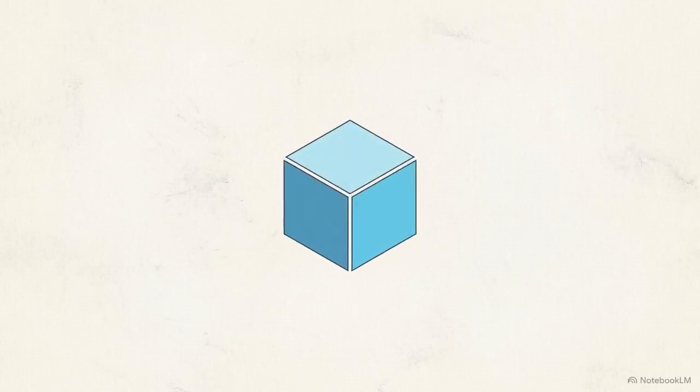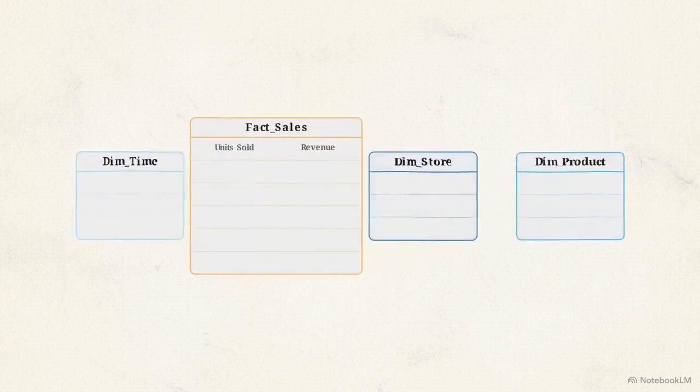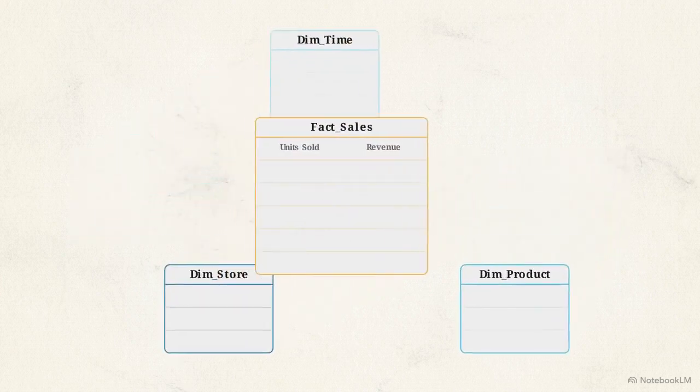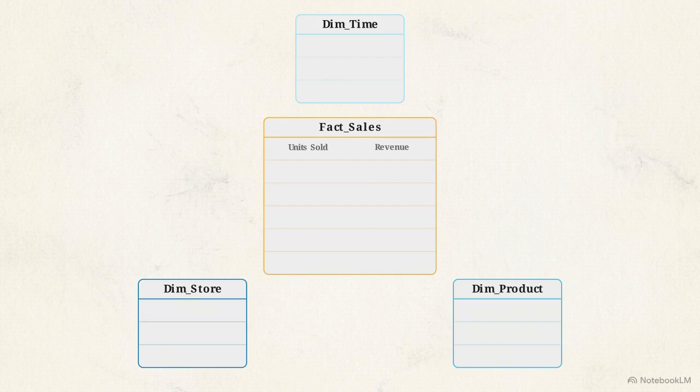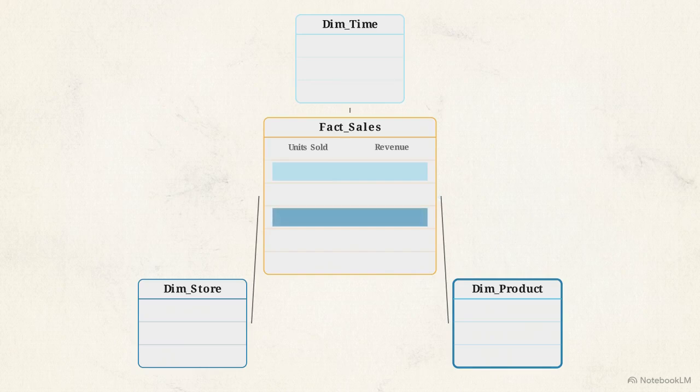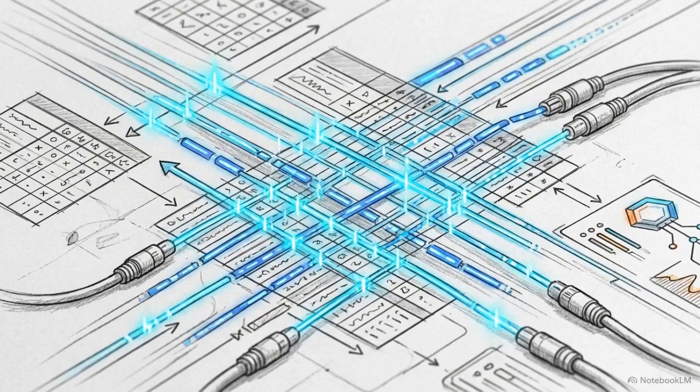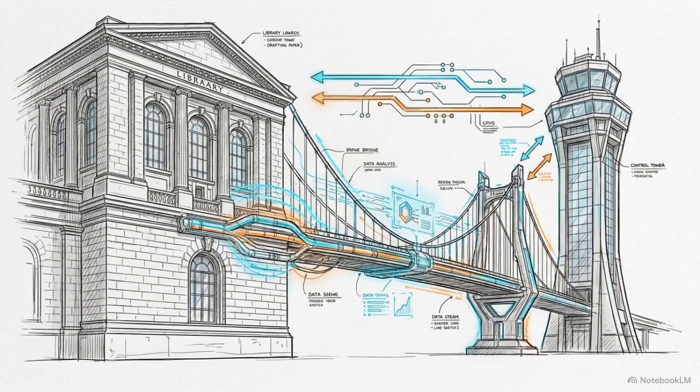ROLAP avoids proprietary cubes entirely, leaving the data inside the relational database engine. To maintain performance, ROLAP relies on a star schema layout. The center is the fact table, holding quantitative metrics like revenue and units sold. Surrounding it are dimension tables containing descriptive attributes like product categories, allowing the engine to filter facts without complex table joins. The ROLAP engine dynamically translates user requests into nested SQL joins against this star schema as needed. This makes the middle tier the critical bridge between flat historical records and high-speed business analysis.